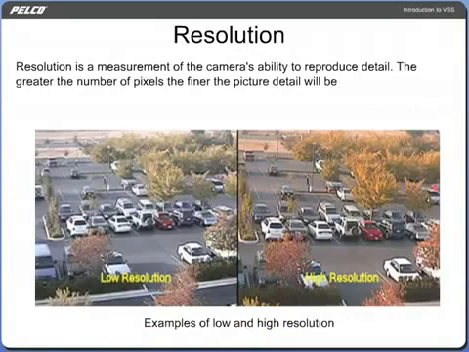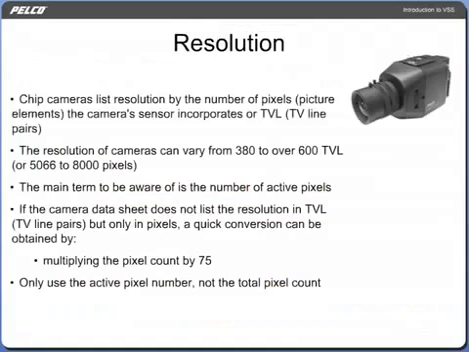Resolution is a measurement of the camera's ability to reproduce detail. The greater the number of pixels, the finer the picture detail will be. Today's chip cameras list resolution by the number of pixels, picture elements the camera's sensor incorporates, or TVL, TV line pairs. The resolution of cameras can vary from 380 to over 600 TVL, or 5066 to 8000 pixels for black and white, and 330 and 500 for color.